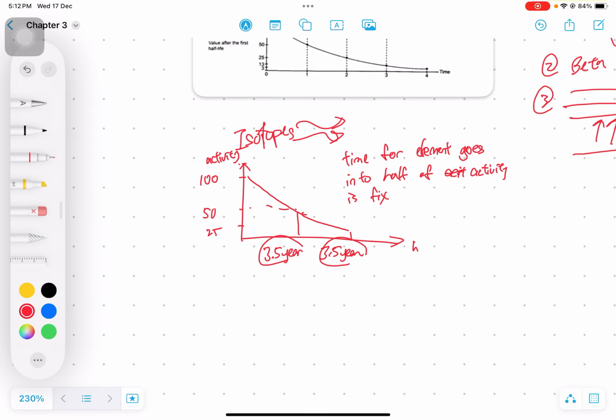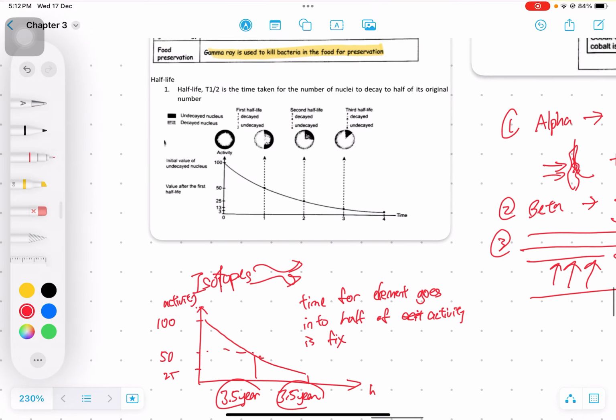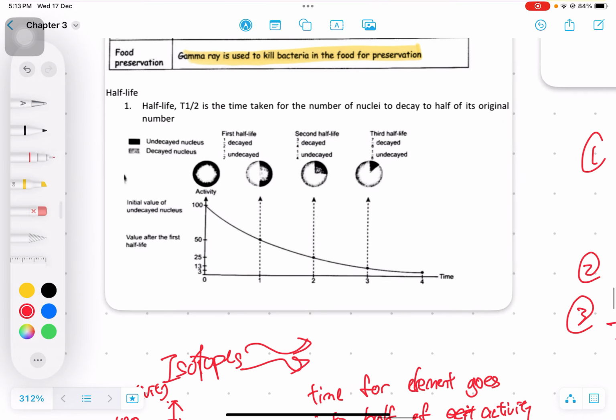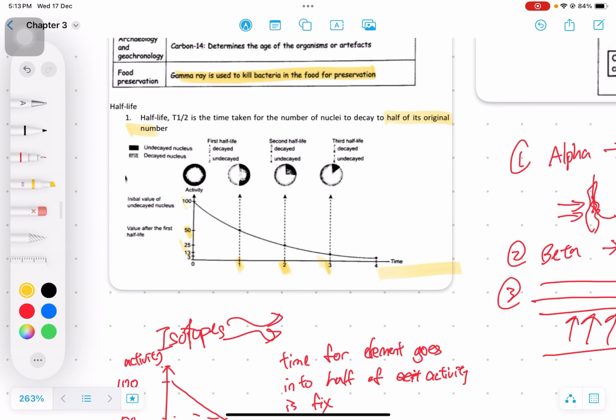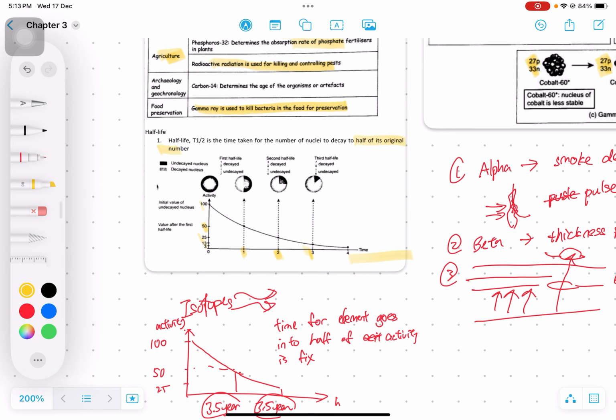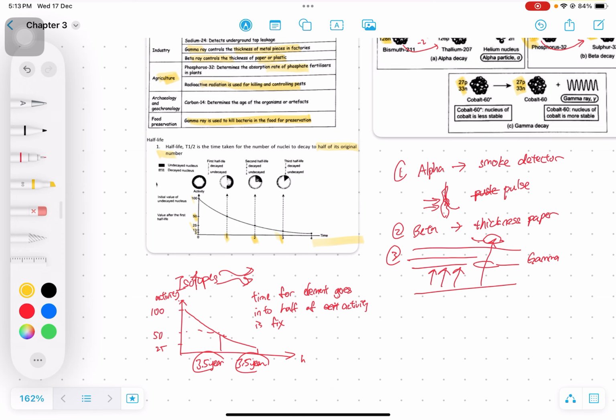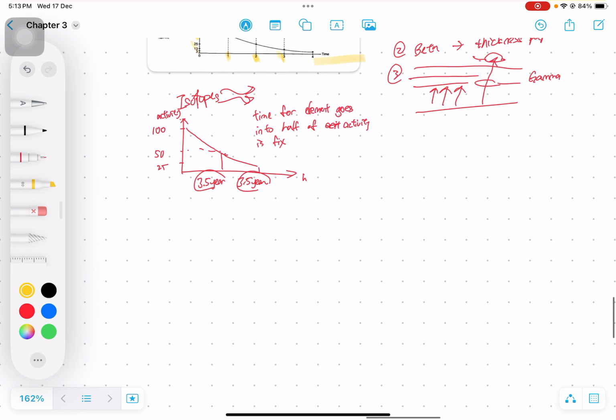So it's fixed. That is what half-life means. Half-life is the time taken for the number of nuclei to decay to half of its original number. For example, 1 hour to go from 100 to 50, then 50 to 25 another hour, 25 to 12.5 another hour. You go down like this until it won't be zero, but it's negligible, close to zero. So this is half-life, and it is very important.